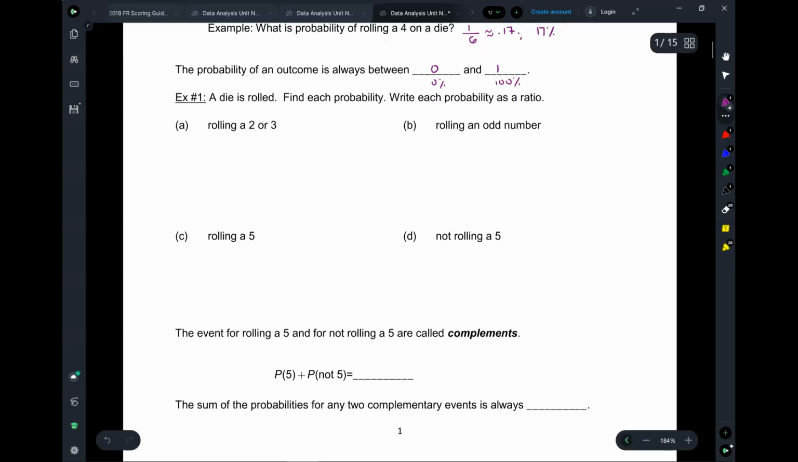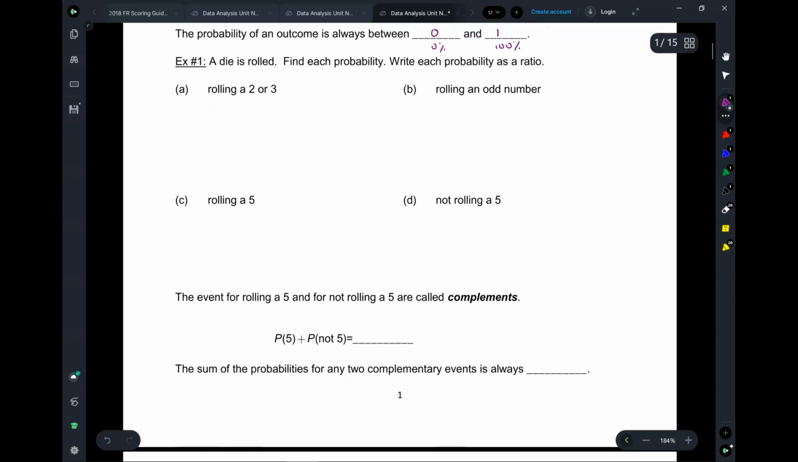Okay. A die is rolled. Find each probability and write it as a ratio. What is the probability of getting a 2 or a 3? The notation for this is the probability of a 2 or a 3. So there are 2 possibilities here out of a total of 6, which is 1/3.